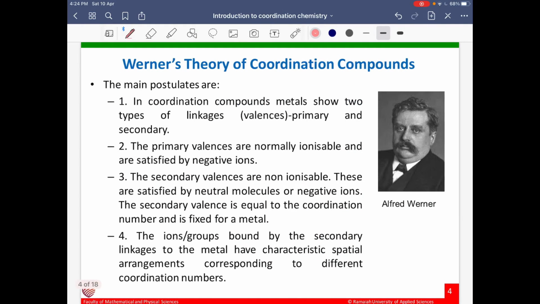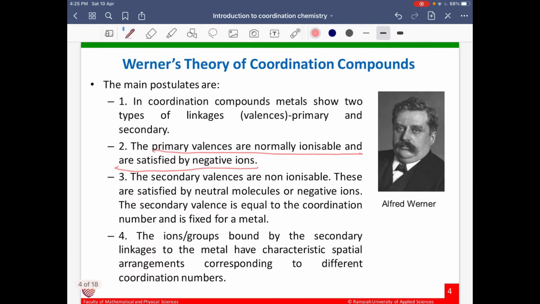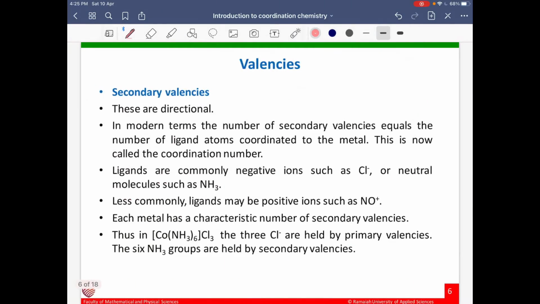As per Werner's theory, primary valencies are normally ionizable and are satisfied by negative charge. We know that chloride ions are ionizable if dissolved in water. This complex will give you chloride ions, and they are negatively charged. Also, the number of chloride ions here is 3. So we call the primary valency 3 for this complex.